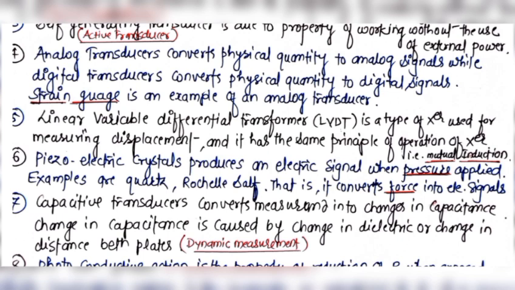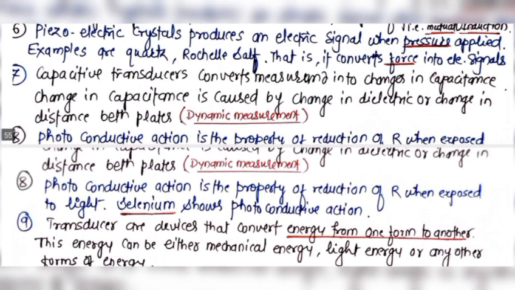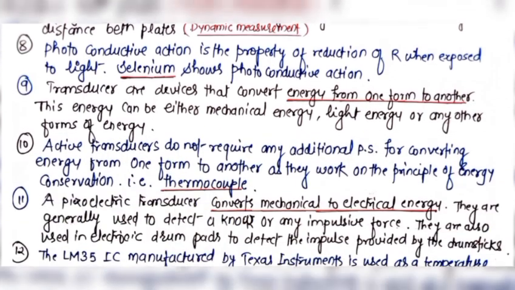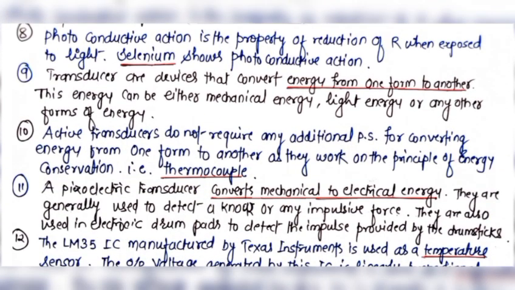Capacitive transducers convert the measurand into changes in capacitance. Change in capacitance is caused by change in dielectric or change in distance between plates, that is dynamic measurement. Photoconductive action is the property of reduction of resistance when exposed to light. Selenium shows the photoconductive action.